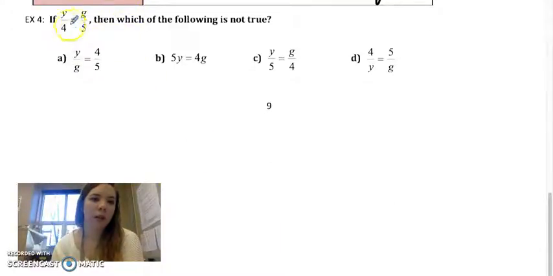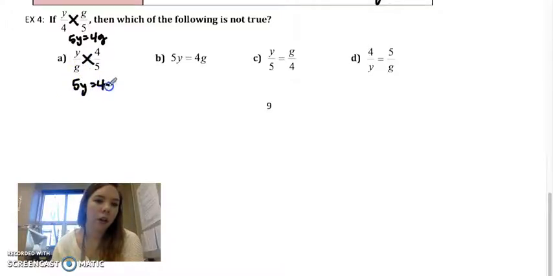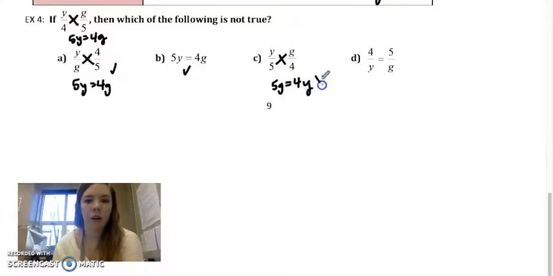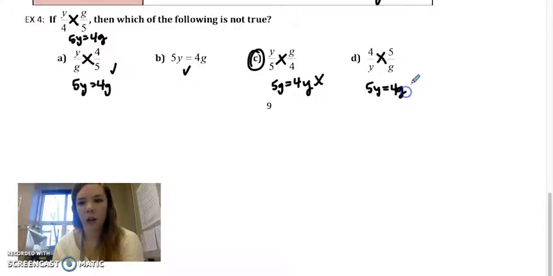Which of the following is not true? So really, ultimately, we have 5y equals 4g. So let's just multiply and see. So this is 5y equals 4g. So that's okay. 5g equals 4y. That's wrong. Then 5y equals 4g again. That's okay.